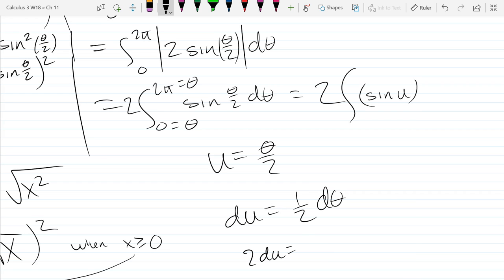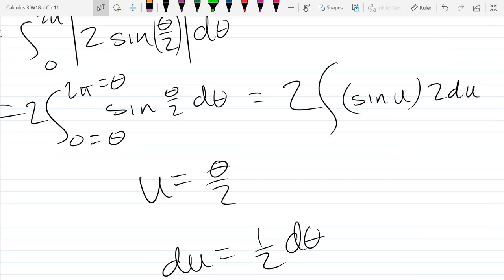Theta. So we have 2 du equals d theta. There we go. So d theta comes out, and I get 2 du. Now, if I change my endpoints around, they were in thetas. Now, theta equals 2u. So I'm just going to take my endpoints and double them. That doesn't seem right. Oh yeah, you cut them in half. When theta is 0, u is 0. When theta is 2 pi, u will just be pi.